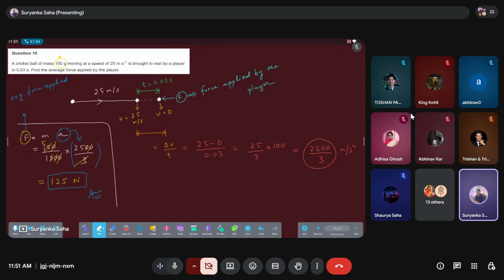So as human beings, we are not machines. So our application of force will vary a little bit, up down, plus minus. Do you understand? So that's why they have asked for the average force applied by the player, because the player is a human being, not a machine. Same force throughout the time span of 0.03 seconds cannot be applied by a human. Human beings cannot be so accurate. So that's why the word average comes. Don't get confused about that. The average force applied by the player.